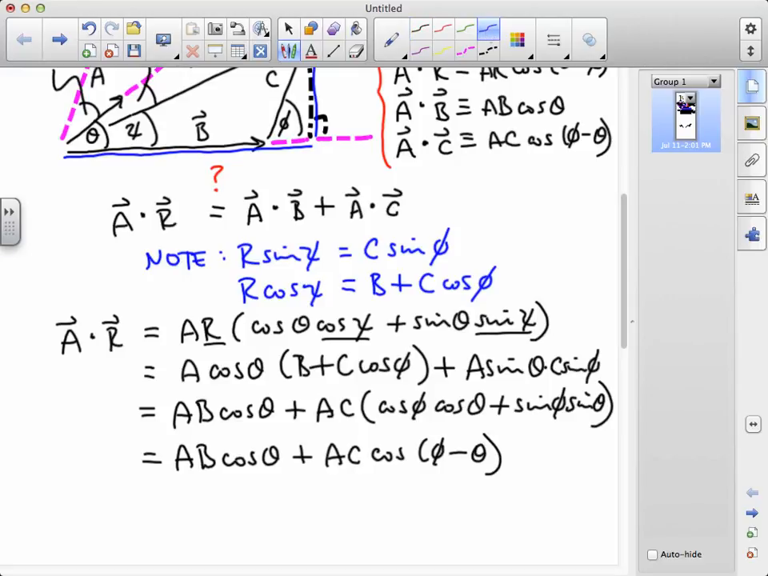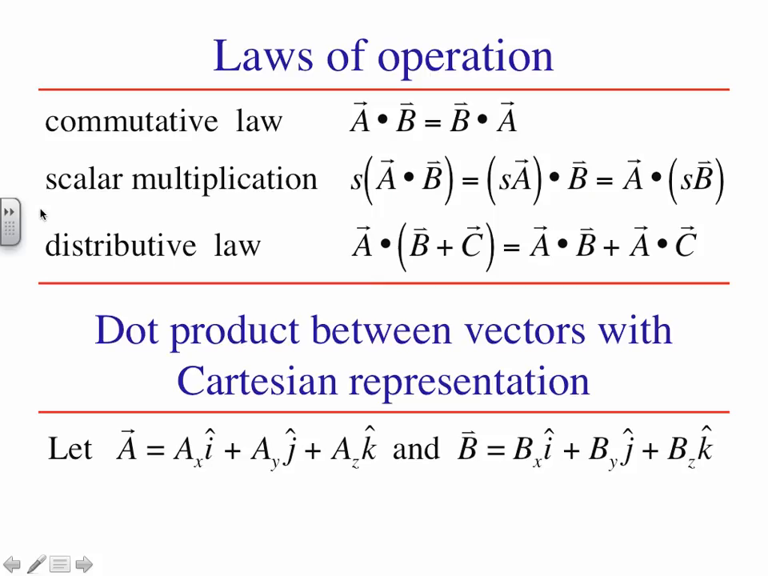Now we can see from the definitions of A dot B and A dot C that those are exactly the terms that we have here. Therefore, it is the case that our dot product also obeys this distributive law, and we can use these three results, the commutative law, the law of scalar multiplication, and the distributive law, to get another expression for the dot product. Now consider the dot product between vectors with Cartesian representation.